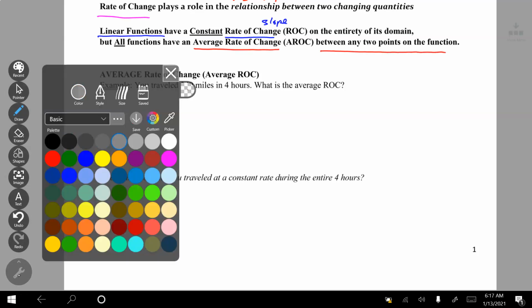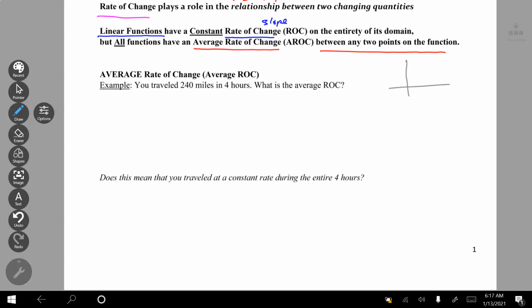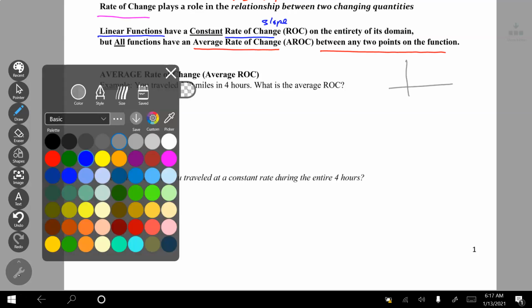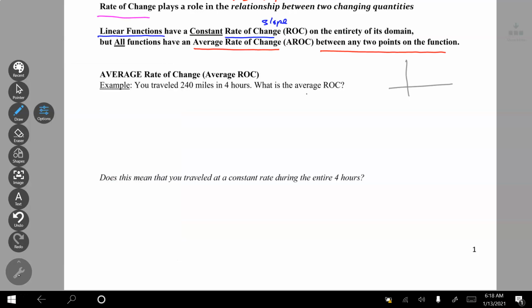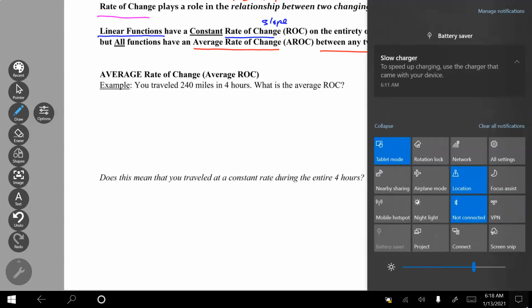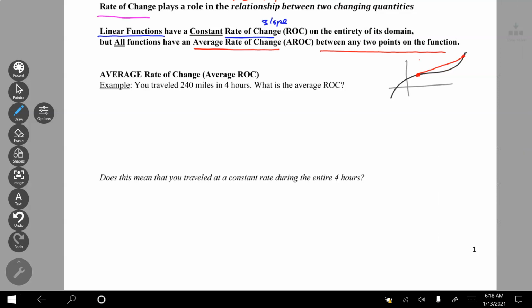So if we want to draw a graph, here's some function. If I have a point here, and I have a point here, that guy there is the average rate of change. I'm going to use ROC for rate of change. I'm not writing out rate of change every single time.